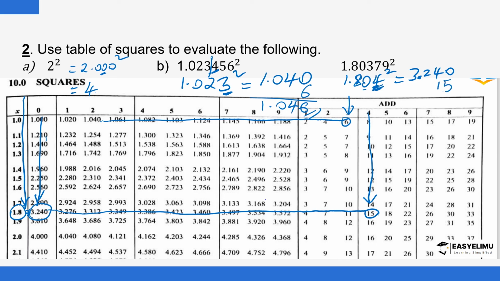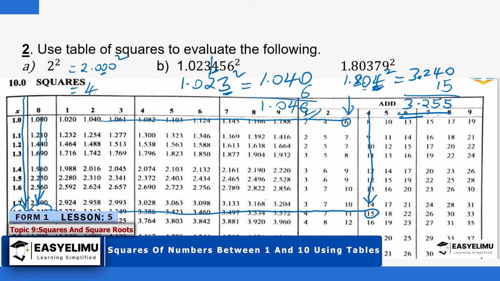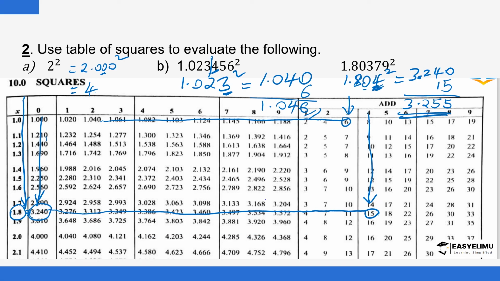So see the way I'm adding 15? The last digits, we add it on the last digit. Even if it was just one digit here, I would have just added on the last digit only. So that is 5, 5, 2, 3. So it means 1.804 squared is equals to approximately 4 figures. It's going to be 3.255. So that gives you an approximate value of the square of 1.80379.